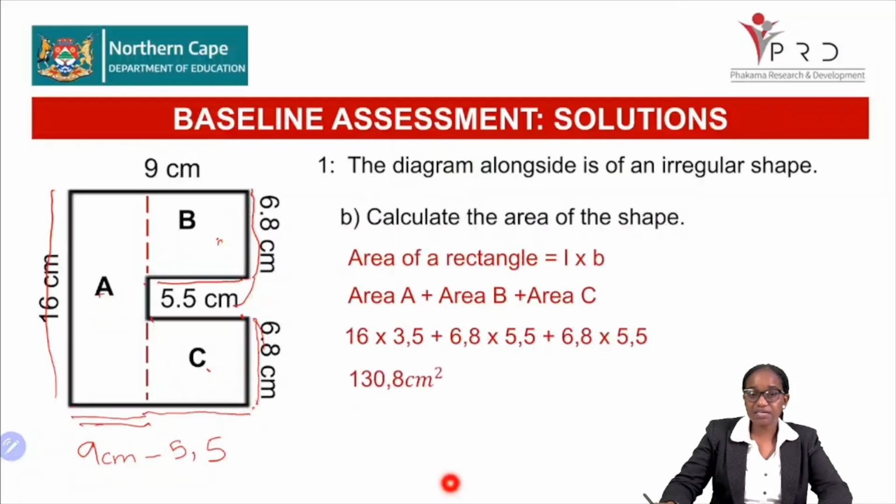Altogether, it gives us 130,8 square centimeters. Take note of that, learners. Area is measured in square units because we are multiplying 2 dimensions.